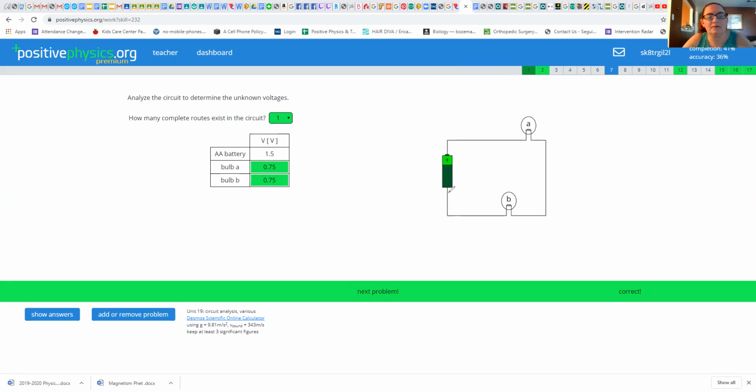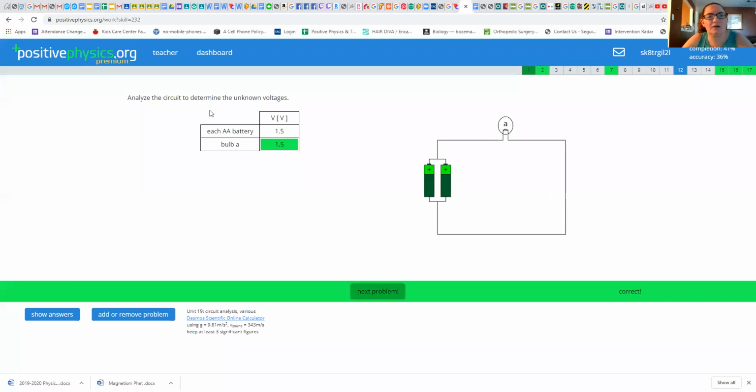And then it says bulb A and bulb B. Well, bulb A and bulb B, they don't give you, there's no difference in resistances. So for series, the voltages are added together. So each of them is going to receive half of the voltage. We're going to go on to question 12.